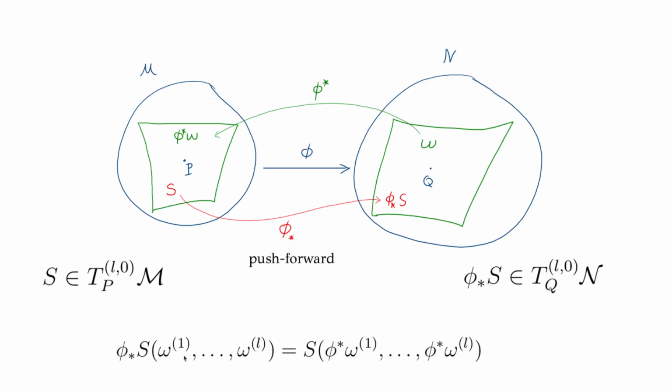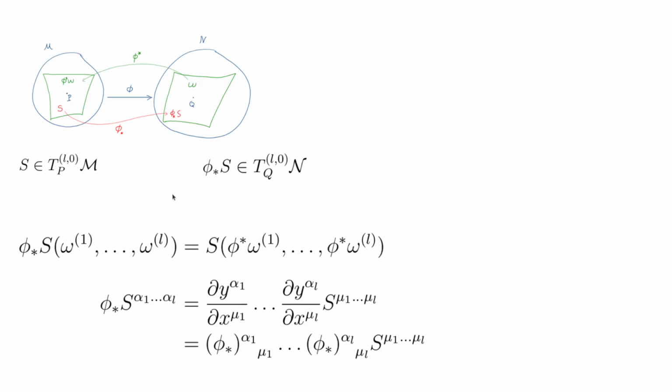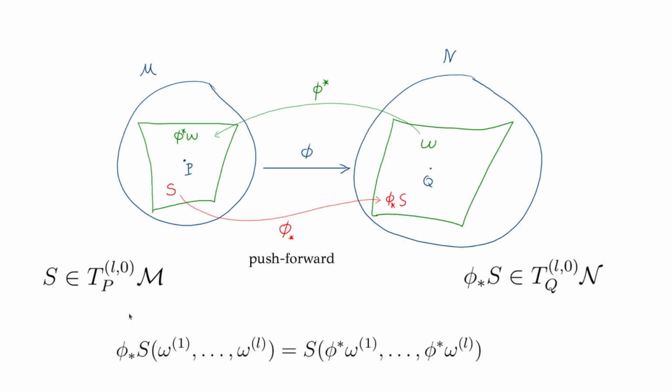on one forms at the point P, we can make this action to be equal to the action of the tensor S on the pullback images of the one forms. Then we can compute the components of the pushed forward tensor. Sorry, I was saying pullback, but it's push forward. S is pushed forward from P to Q.